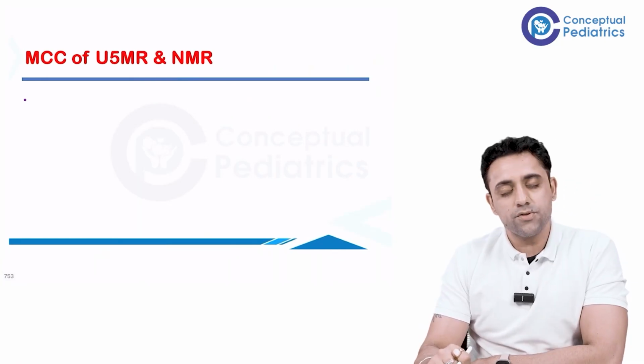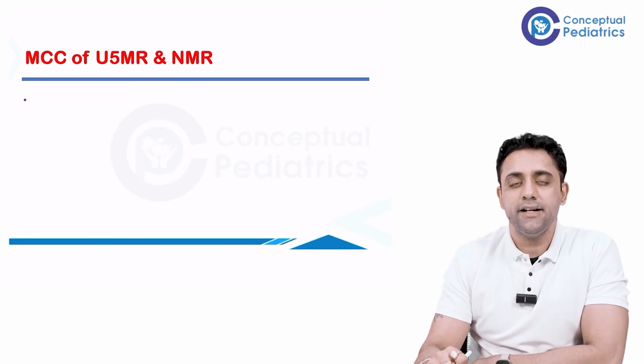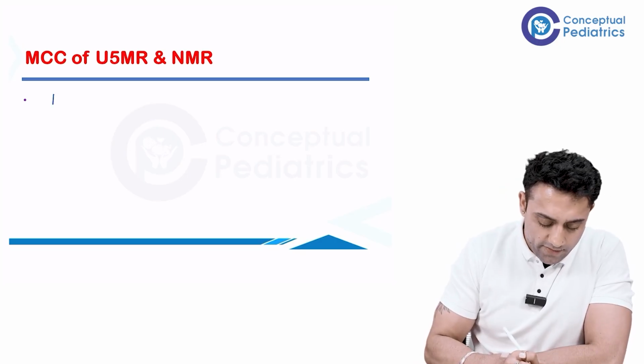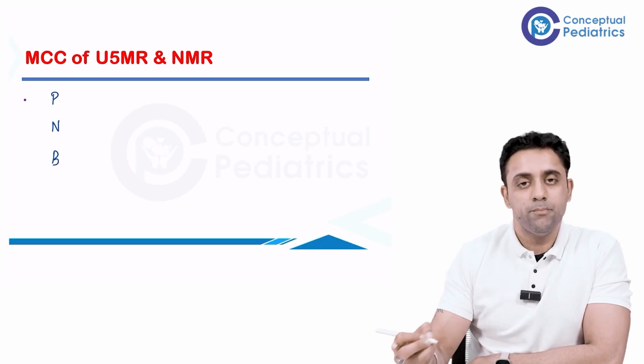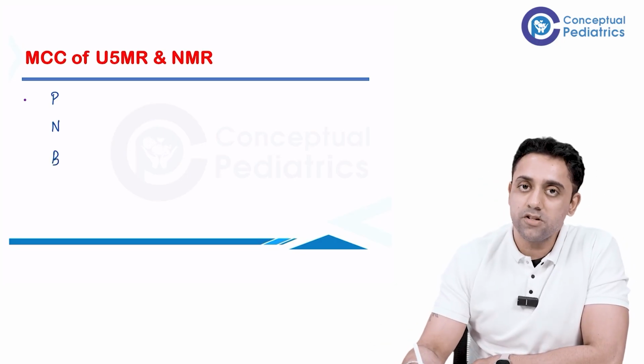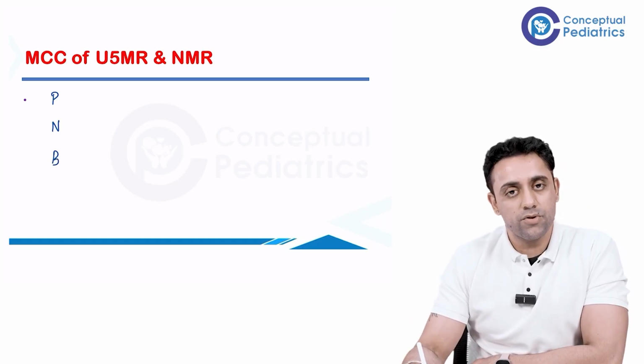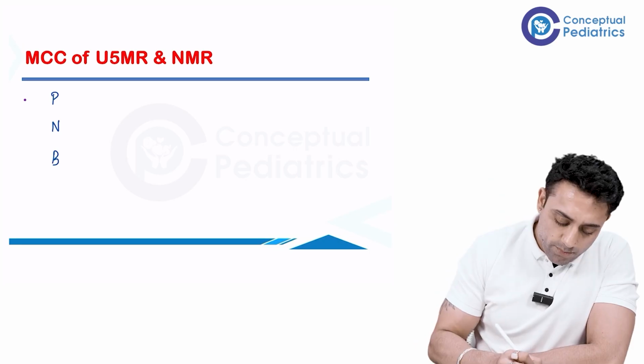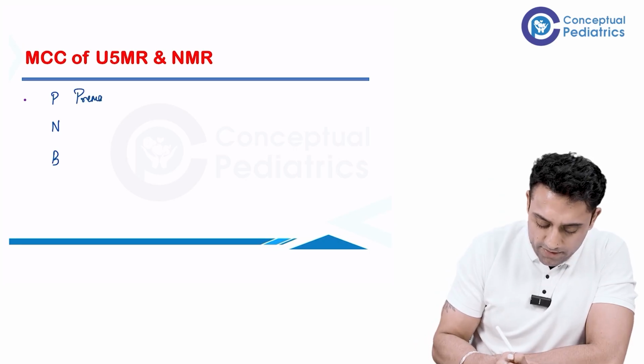Now the topic of choice: most common cause of under 5 mortality rate and neonatal mortality rate. So we have a very beautiful topic. The mnemonic we have is Punjab National Bank. PNB, Punjab National Bank, is the mnemonic for the most common cause of neonatal mortality rate and under 5 mortality rate. So P, very importantly, is prematurity.